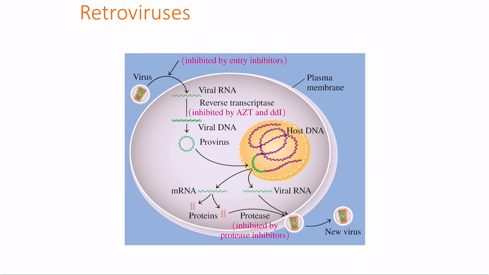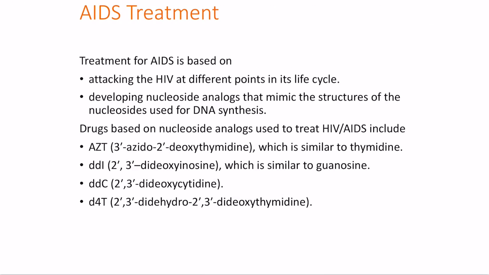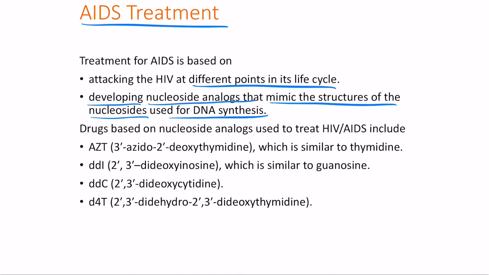One of those is inhibited by protease inhibitors. The protease enzyme is the one that inhibits one of these processes. If they are overcome, then that is where you end up creating the reverse transcription processes. One of the methods used in AIDS treatment is based on attacking the HIV at different points in its life cycle. First is developing nucleoside analogs that mimic the structures of the nucleosides used for DNA synthesis. Drugs based on nucleoside analogs include AZT, DDI, DDC and D4T, which are similar to the original ones that are present on the virus.